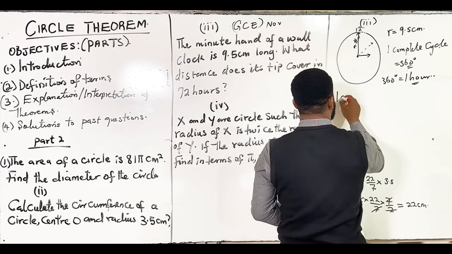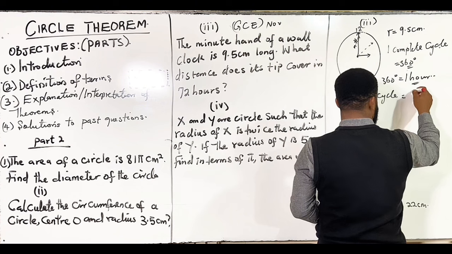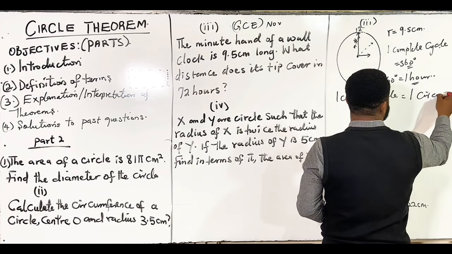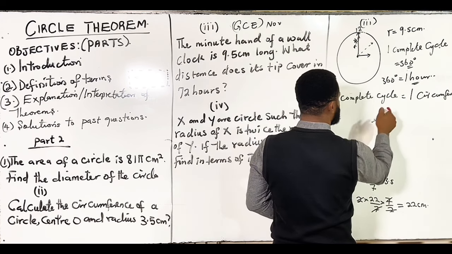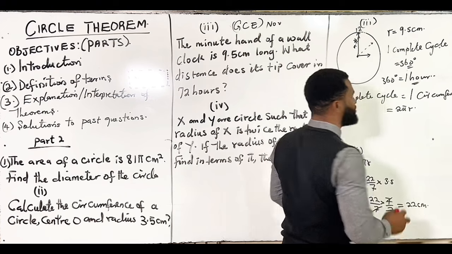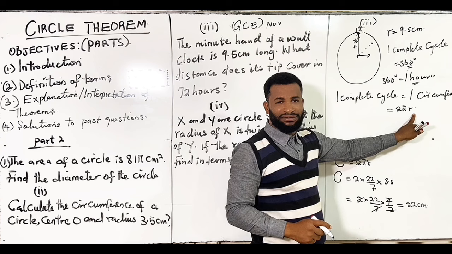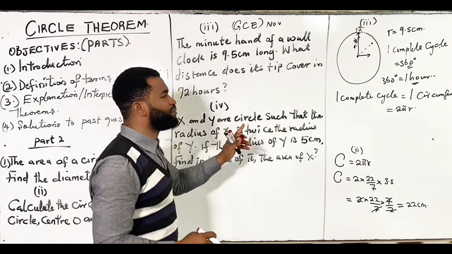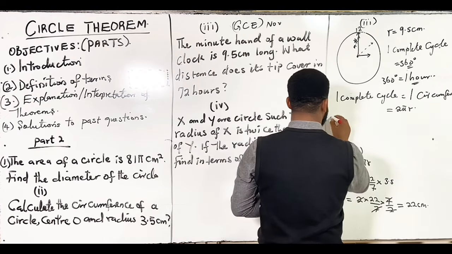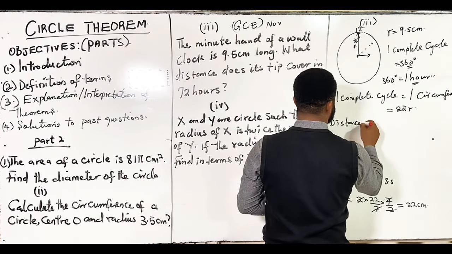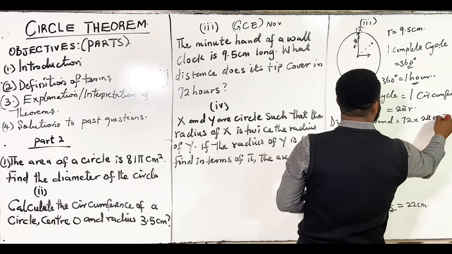So if 1 hour is what the minute hand takes to go 1 complete circle, now remember that 1 complete circle gives you what? 1 circumference, or gives you a circumference. Therefore, 1 complete circle is going to take what? 2 pi r. That is 1 hour in 2 pi r. So 72 hours is going to be 72 of these circles. Therefore, the total distance covered is going to be 72 times 2 pi r.